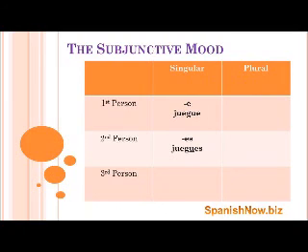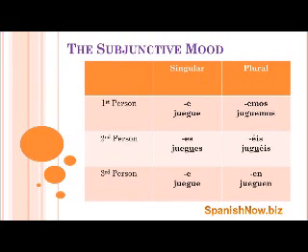Que tú juegues. Que él, ella, usted juegue. Que nosotros juguemos. Vosotros juguéis. Que ellos, ellas, ustedes jueguen. If we didn't put the U in there, unfortunately, if you can recall from elementary Spanish, the G makes a H sound. However, if there's a U in there, it makes a G sound, a guttural G sound.